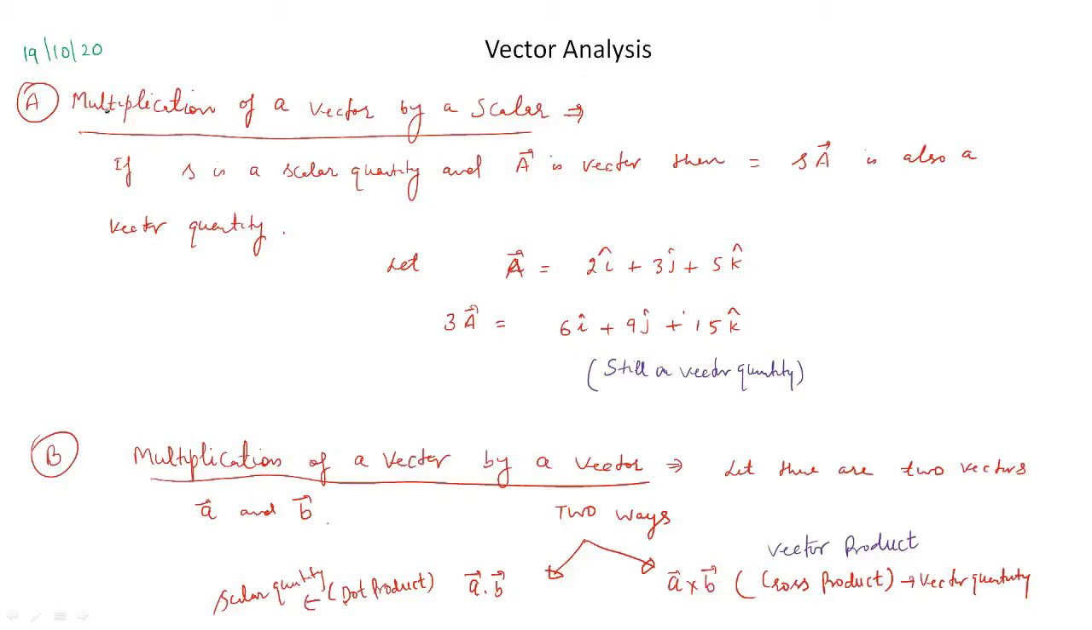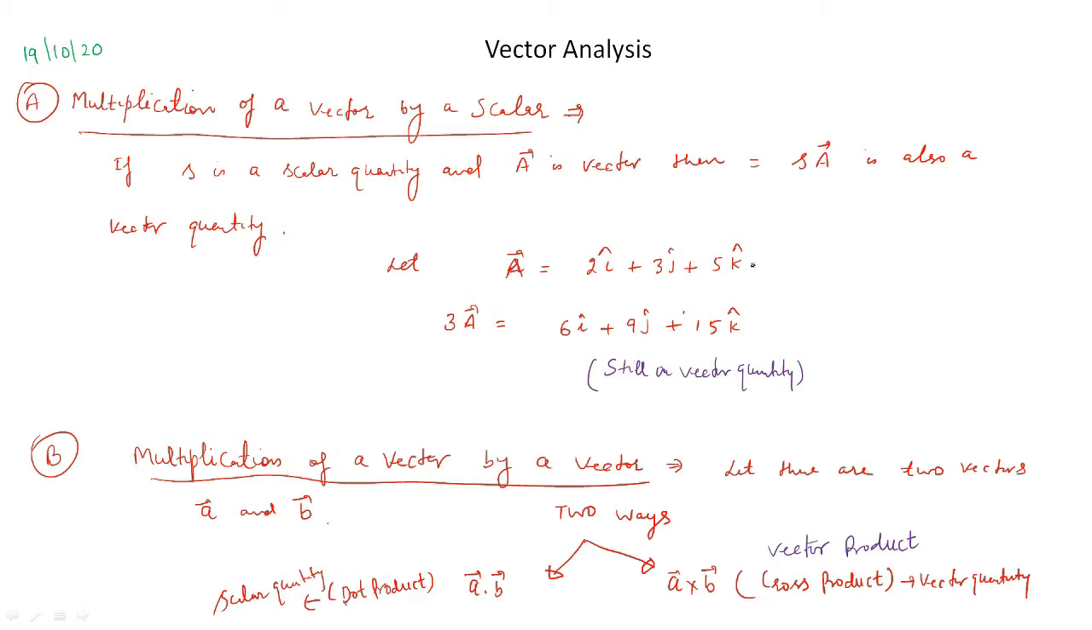Hello everyone, today we will discuss multiplication in case of vectors. The first point is that when a vector quantity is multiplied by a scalar quantity, it remains a vector quantity but its magnitude is varied. Here you can see that this is vector A, and it is equal to 2i plus 3j plus 5k. If we multiply it by a scalar quantity, which is 3, then 3 vector A will be equal to 6i plus 9j plus 15k. So it is still a vector quantity.